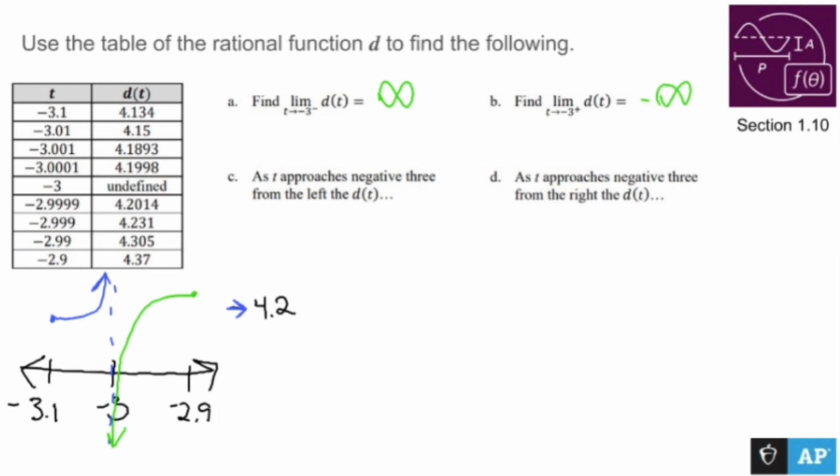So as t approaches -3 from the left, the d of t goes towards infinity. So we'll use a word like increases so we don't repeat ourselves. Increases. And as t approaches -3 from the right, which is what this is saying, the d of t decreases because it's going towards negative infinity. So kind of a very bizarre problem, but nothing is impossible. Hope this helps.